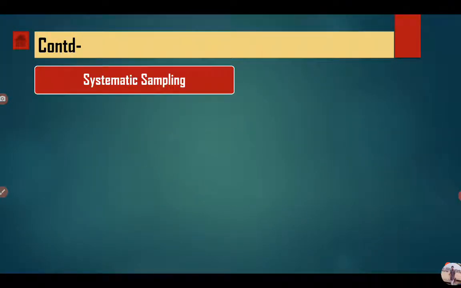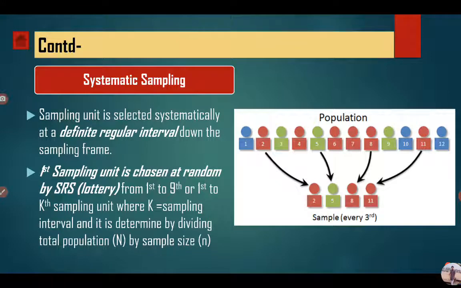Now the systematic sampling technique. A systematic sampling technique is done when the population size is too big for the researcher to access. In this case, the sampling unit is selected systematically at a definite regular interval down the sampling frame. In the systematic sampling technique, the sampling frame construction is a prerequisite, but it is not mandatory in some cases.